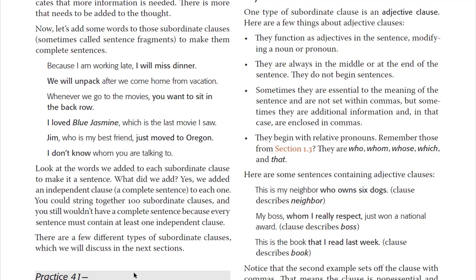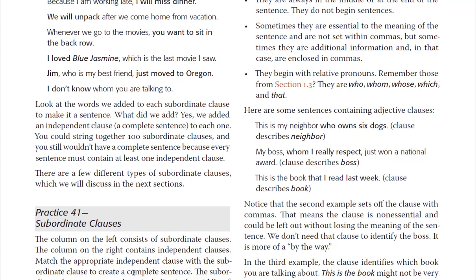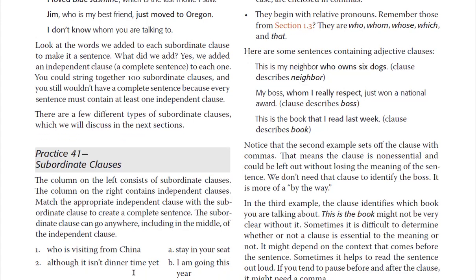So there are a few different kinds of subordinate clauses. Some subordinate clauses act like adjectives, some like adverbs, and some like nouns. So you have noun clauses, adjective clauses, and adverb clauses. I'm going to go over all of that in a second.